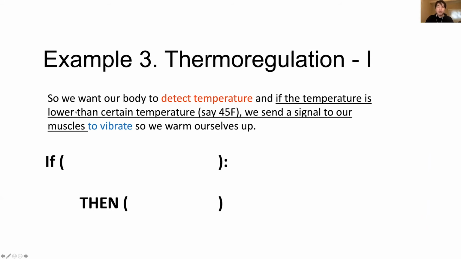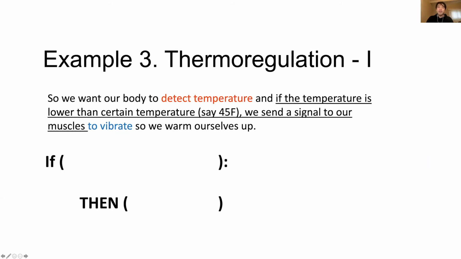As you can see, I wrote out a little sentence here. We want our body to detect temperature. That's input, right? So our temperature receptor detects temperature. And what do we do with it? We say, hey, if the temperature is low, for example 45 Fahrenheit, it's not exactly, everyone has a different temperature threshold, we need to send a signal to our muscle, okay? That's what our process needs to do, so that our output is vibration of our skeletal muscle.